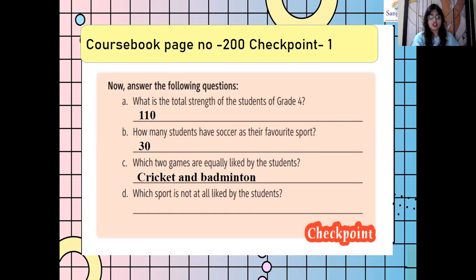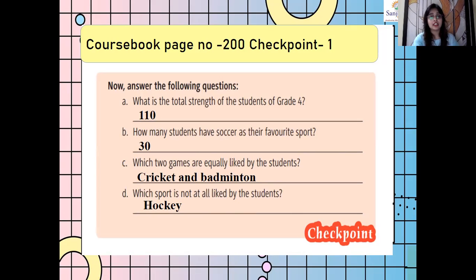And the D question, which sport is not at all liked by the students? Which is that sport? No one liked that. That is hockey. Okay. So children, these answers you will be writing in your course book, page number 200. Okay. This is checkpoint question number 1. So this we have studied about what are pictographs, how do we draw pictographs using symbols, and how do we answer the questions based on the pictograph given.